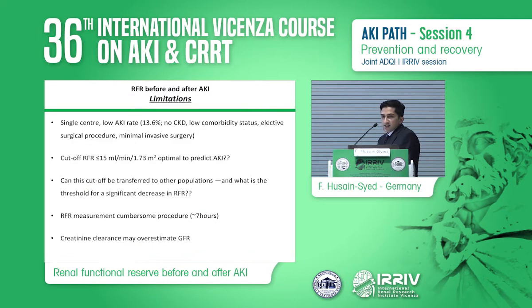So the study had several limitations. It was single-center design. We had a low AKI rate, which was actually not surprising because we excluded patients with chronic kidney disease, which is the strongest risk factor for AKI. Also, we selected patients with low comorbidity status, elective surgical procedure, and so on, all factors which are associated with low AKI. And we identified a cutoff 15 to predict AKI in cardiac surgery patients, but of course this needs to be demonstrated in larger cohorts, more heterogeneous population.